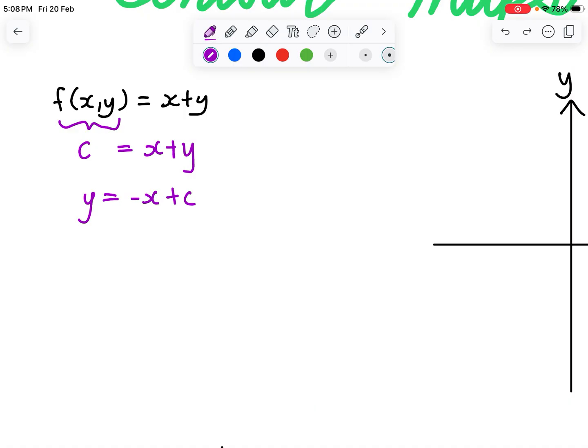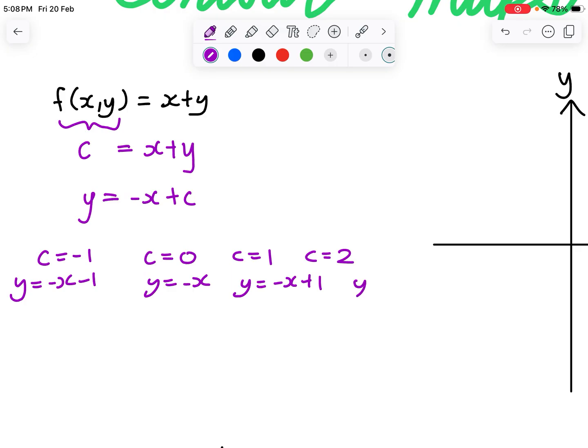So if we have y equals negative x plus c, we can set c equals negative 1. We could do c equals 0, c equals 1, c equals 2. If we do that, we plug in c, and we have these different versions that I've written. So here, c can be negative 1, it could be 0, it could be 1, it could be 2. And we see that we have all these different functions.